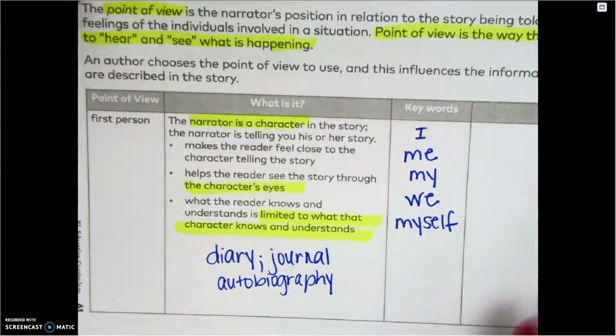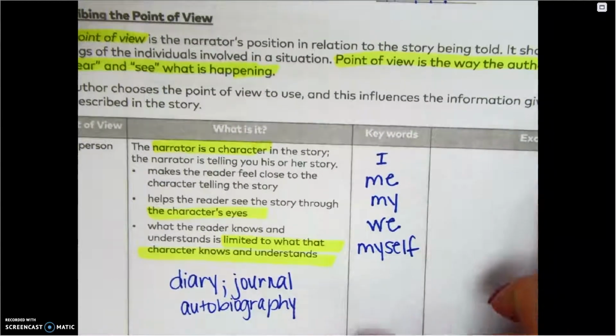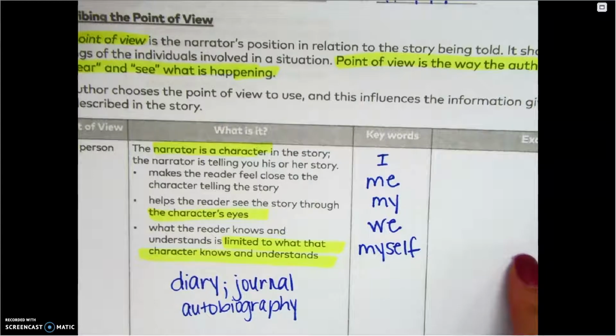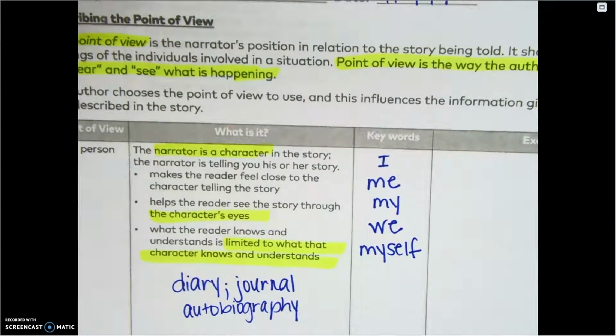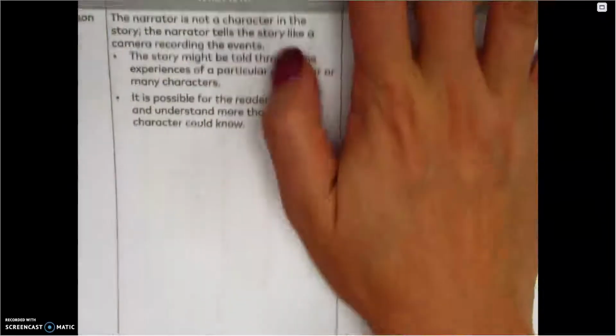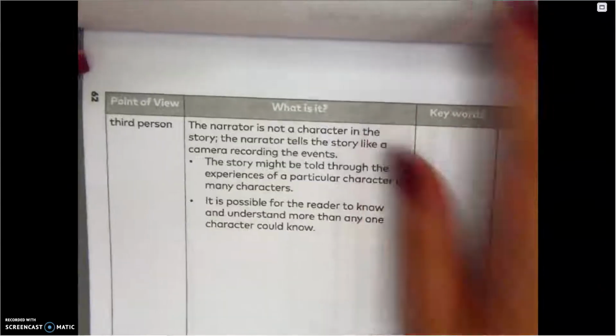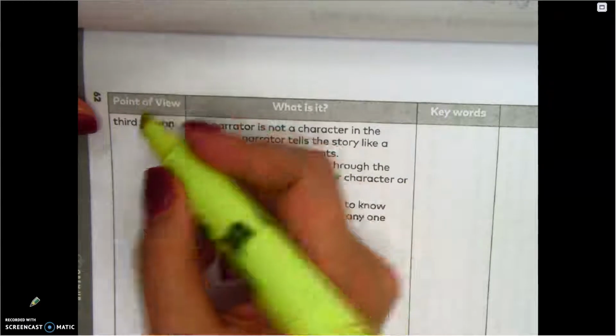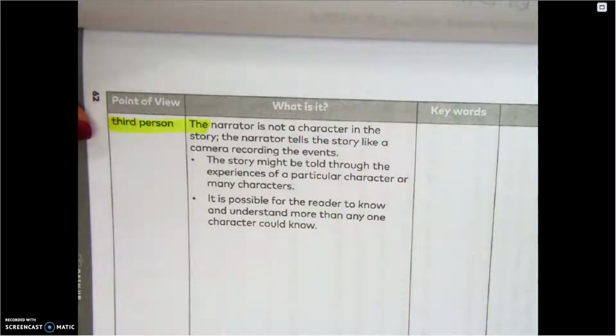Okay. So we're going to go back here shortly with the example. We're going to read our narrative stories, but we're going to go ahead and dive into third person real quick, and then I'll let you guys figure out the point of view for each narrative. So I want you to turn to the next page, and you're going to see third person. Third person point of view.